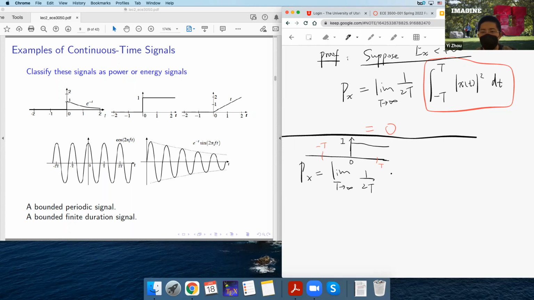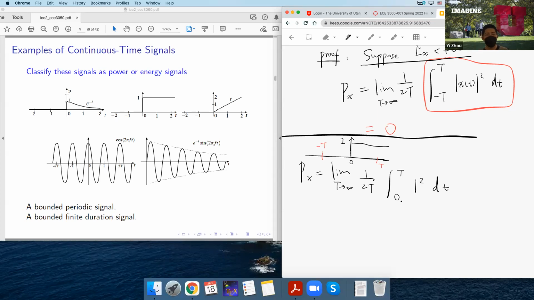of 1/2T times the integration from negative T to T. But what is special is that within negative T to T, the signal only exists between 0 and T. So I can integrate over 0 to T only, because the signal only exists in the positive part. And between 0 and T, the signal is real, so the magnitude is basically the absolute value, and the magnitude is 1. So it's 1 squared dt.